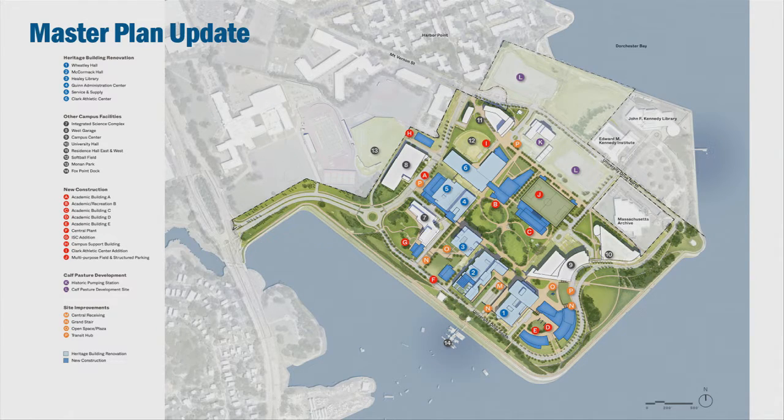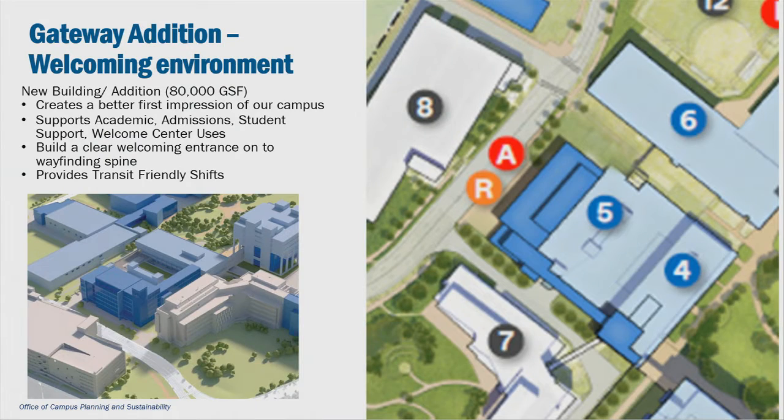So this is our master plan update as it stands today. The dark blue here are new buildings. The light blue are buildings that are on campus now that are planned for significant renovation. And then the white are buildings that are on the campus but are, in the master plan, not changing any. So, a quick walkthrough of the plan itself.